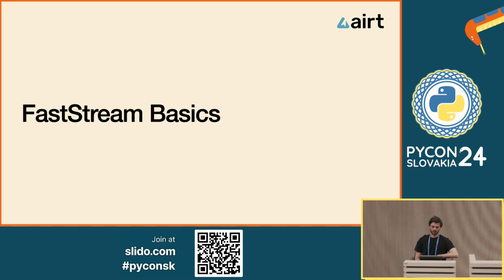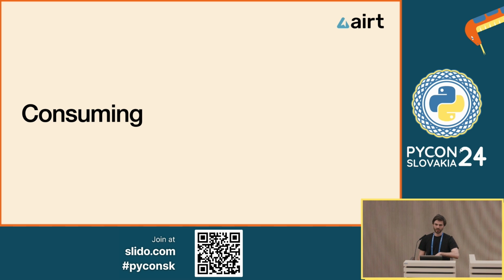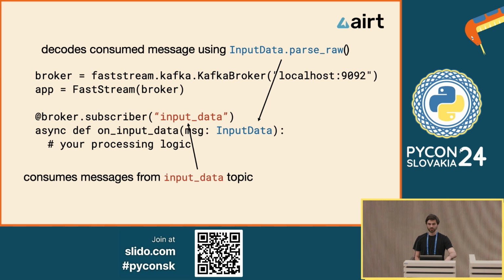So let's go through some of the basics, and let's see how you can define consuming messages from Kafka. In the first line, you would define your Kafka broker from FastStream, which connects, in this case, to localhost 9092, and create your application that wraps your Kafka broker into a FastStream application. After that, you define your async function for processing the input messages from the input data topic, and you decorate it with the @broker.subscriber and define the topic that you're consuming from.